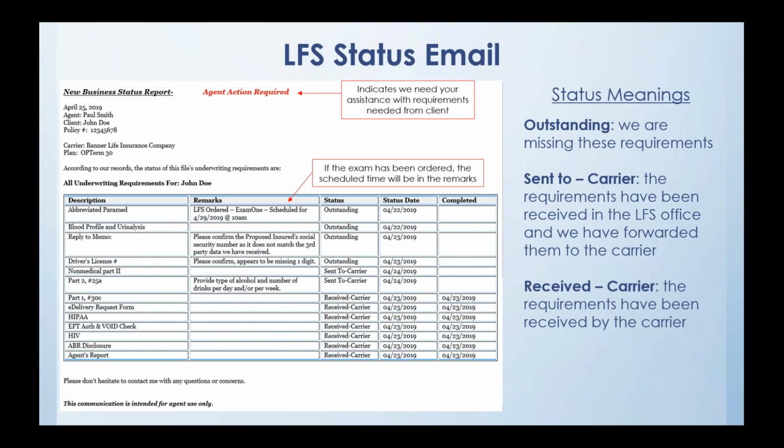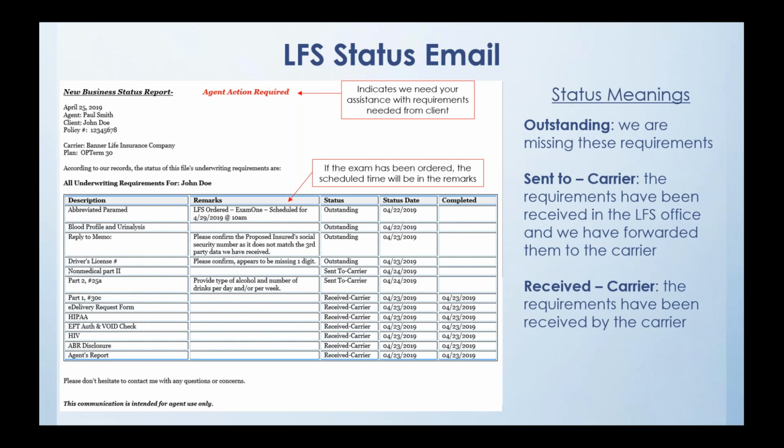And so under the remarks section, you can see exactly what is going on, as far as not just what the description of the requirement is, but if there are any specific remarks in there. If we've ordered the exam, for example, we'll tell you when it was ordered. If an APS was requested, it'll tell you what doctor it was from, that sort of thing.